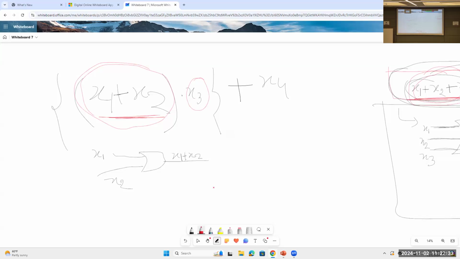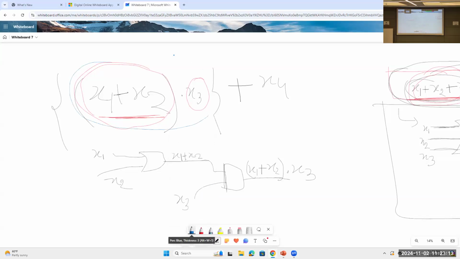To multiply two things, we will need an AND gate. Exactly. So this is an AND gate. We have to multiply two inputs, and the first input is x1 plus x2, and the second input is x3. So what will this AND gate do? It will just multiply the two inputs. This whole x1 plus x2 is the first input, and the second input is x3.